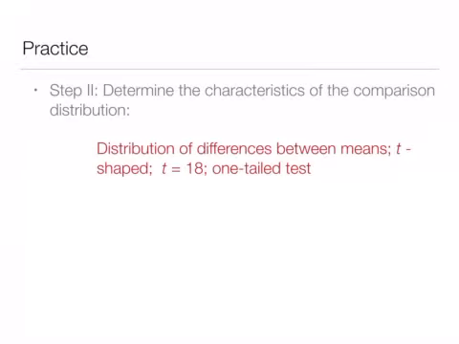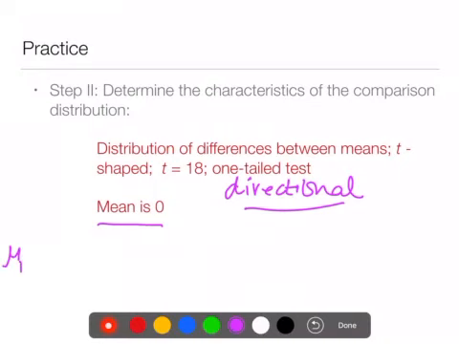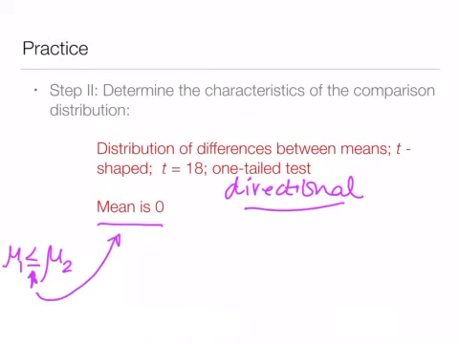Okay, so we'll look at the characteristics of the comparison distribution. This is t-shaped because we're doing a t-test. It's a one-tailed test because of that directional hypothesis. That's how we know it's a one-tailed test. We have a directional hypothesis. And our degrees of freedom is 18, based on the degrees of freedom from both groups. The mean that we're comparing against is 0, which is again why we needed that null hypothesis to include the or-equal-to part, and that's because that mean is 0.